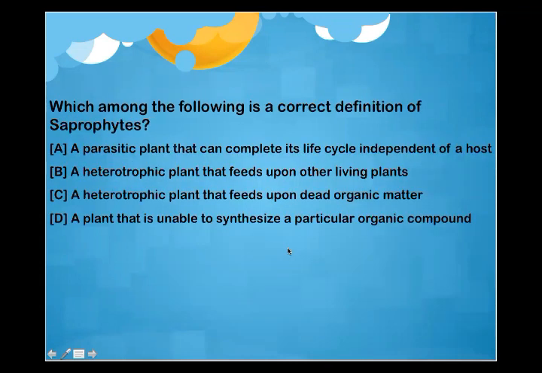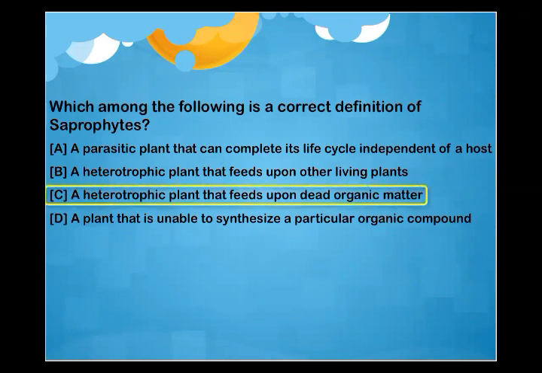Which among the following is a correct definition of saprophytes? Option A, a parasitic plant that can complete its life cycle independent of its host. B, a heterotrophic plant that feeds upon other living plants. C, a heterotrophic plant that feeds upon dead organic matter. D, a plant that is unable to synthesize a particular organic compound. The answer is the heterotrophic plant feeding on dead organic matter.